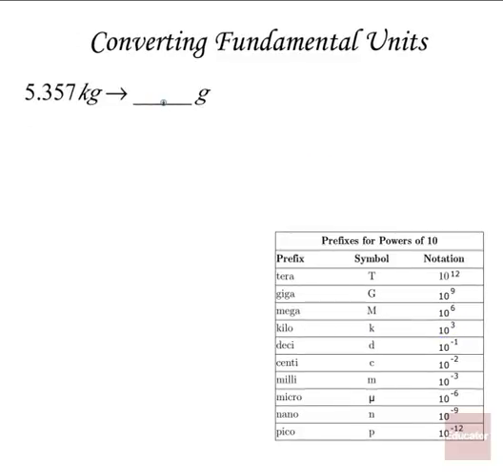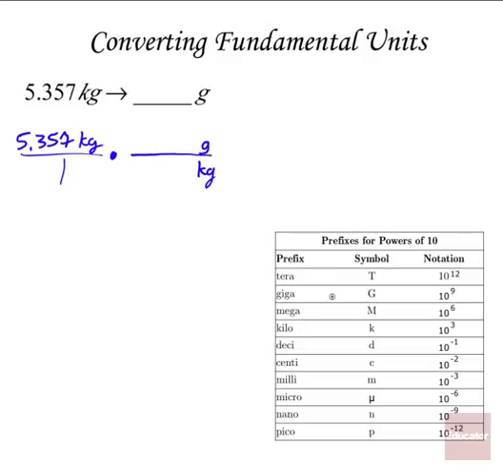Let's try another one. 5.357 kilograms, let's convert that to grams. I start by writing what I have, 5.357 kilograms, and I write it as a ratio over 1 times, well, I want kilograms to go away, so I'll put kilograms in the denominator. I want grams in the numerator.